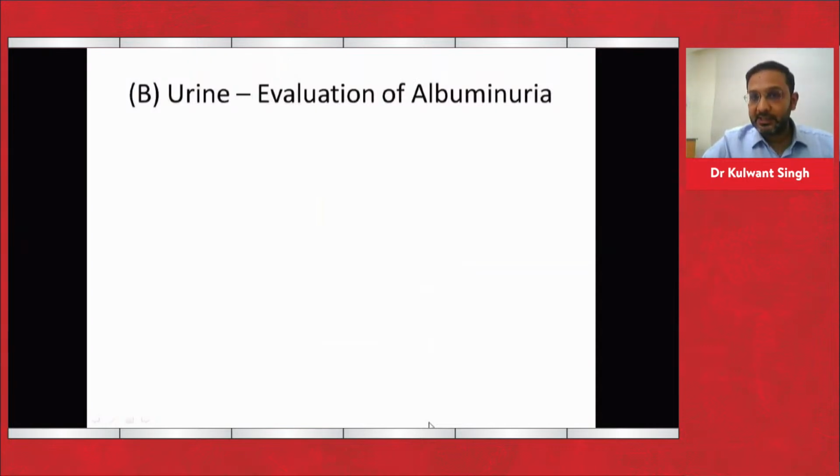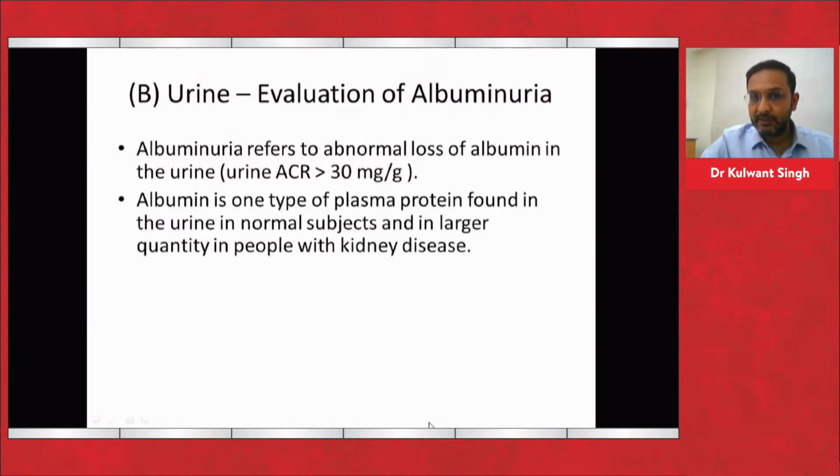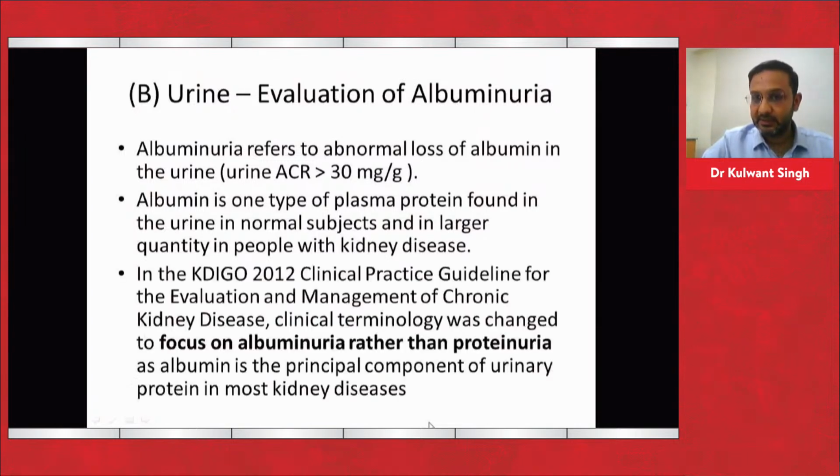Apart from GFR, the second thing we depend on is the value of albumin in the urine. Albuminuria refers to the abnormal loss of albumin in the urine, which is more than 30 milligram per gram. Albumin is a type of plasma protein which is found in the urine in normal subjects, and in larger quantity in patients with kidney disease.